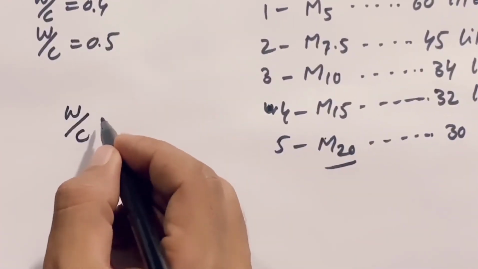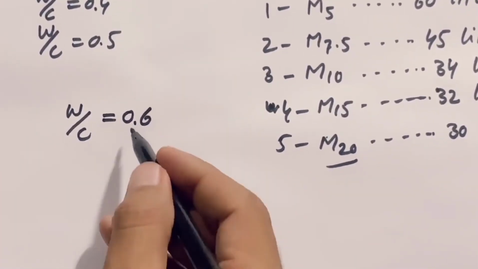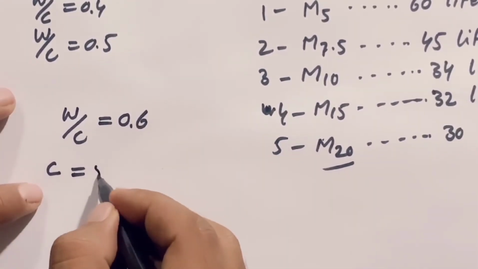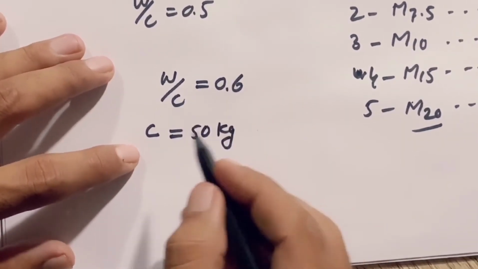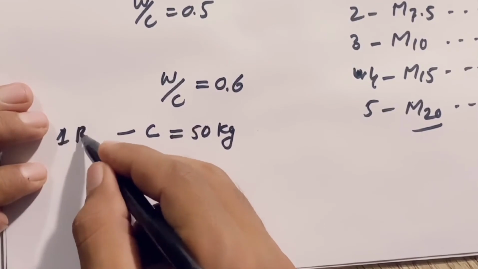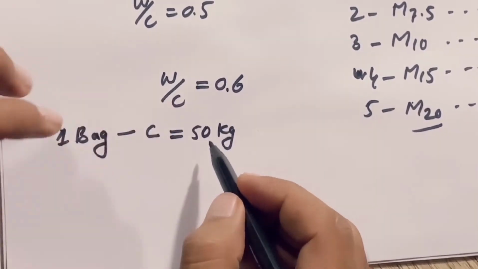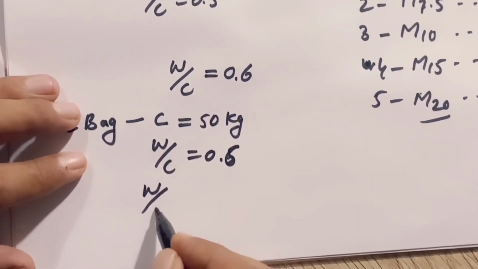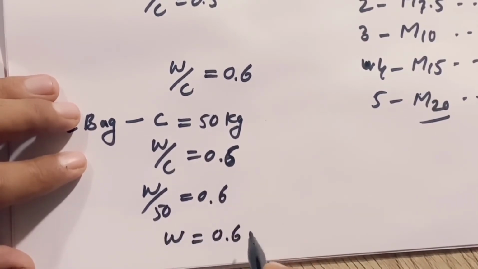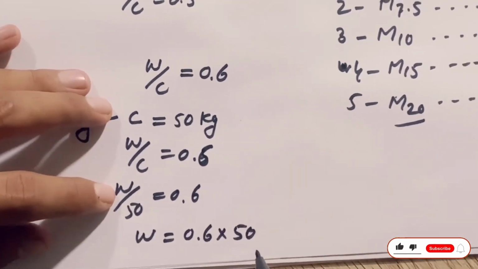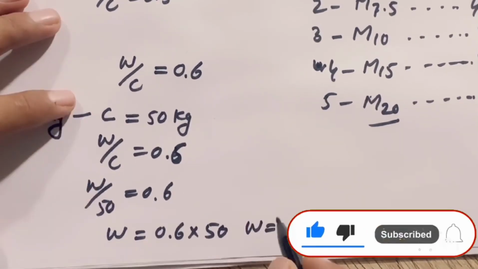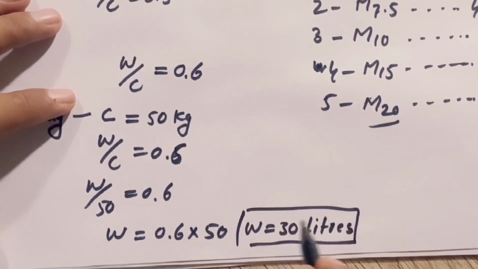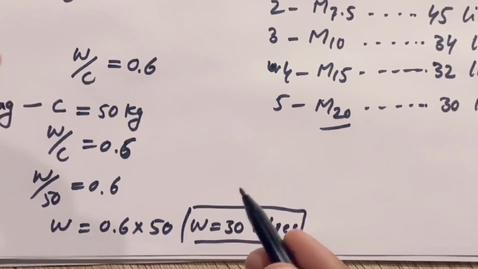In conclusion, I assume the water cement ratio equals 0.6, so cement equals 50 kilograms or 1 bag. We will calculate the water from this formula. The needed water will be equal to, from the formula, for M20 we have 30 liters.